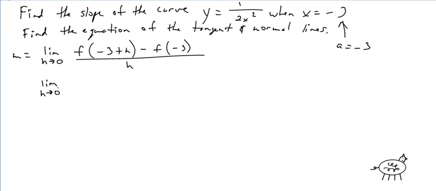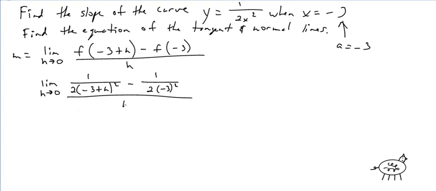All right. So we're going to plug that in. It's going to be 1 over 2 times -3 plus h squared minus 1 over 2 times -3 squared, all over h. Okay, it looks a little nasty, but let's actually expand this out a little bit. Limit as h approaches 0 of 1 over, and I'm going to leave the 2 on the outside. I'm just going to expand that -3 plus h. So it's going to be 9 minus 6h plus h squared minus 1 over -3 squared is 9 times 2 is 18.